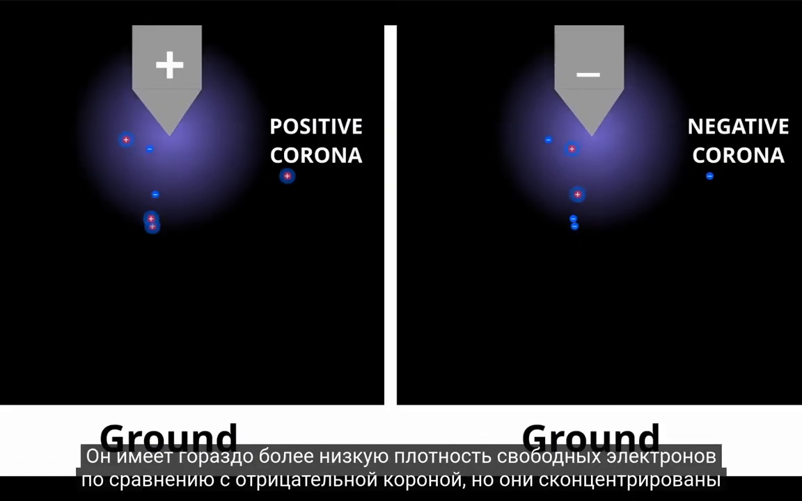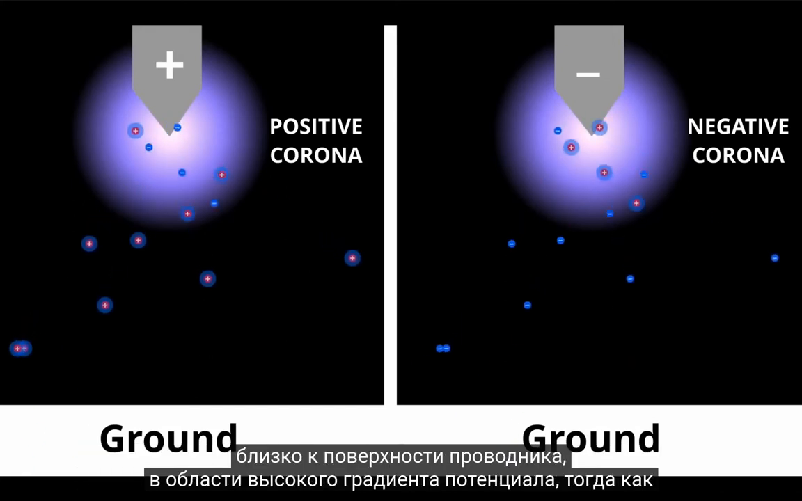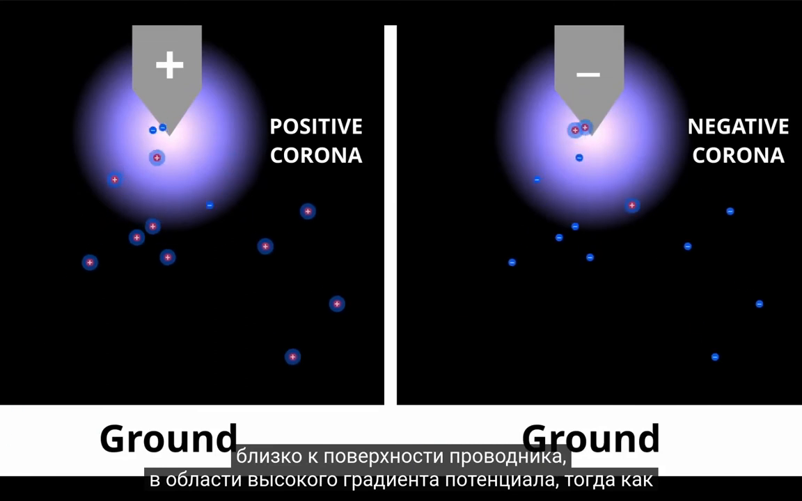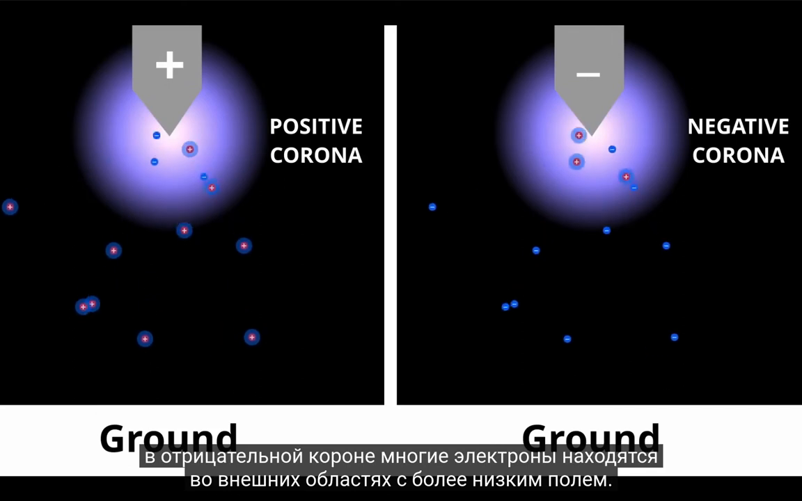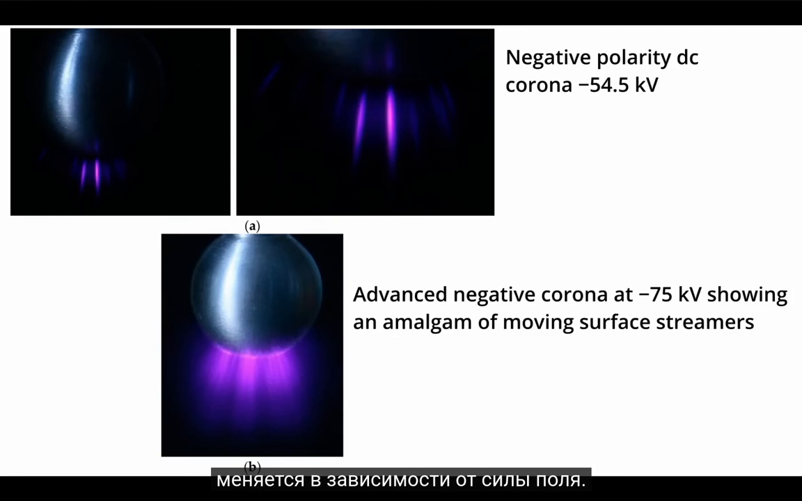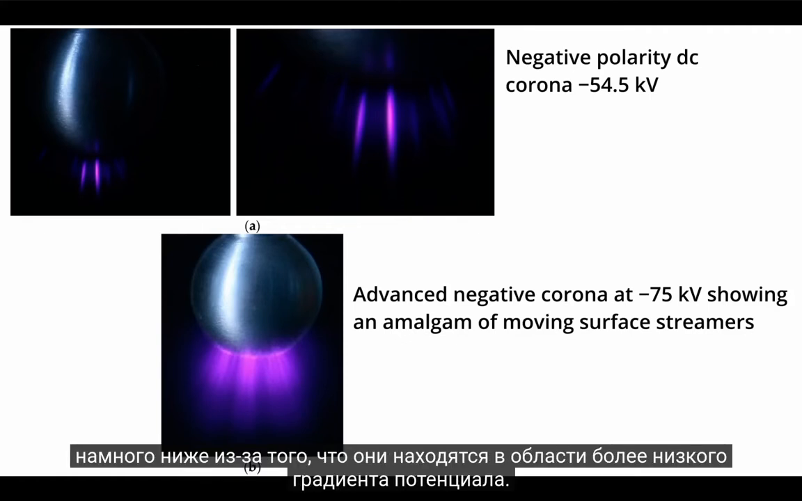It has a much lower density of free electrons compared to a negative corona, but they are concentrated close to the surface of the conductor, in a region of high potential gradient, whereas in a negative corona many electrons are in the outer, lower field areas. A negative corona often appears as tufts of the corona at sharp edges, the number of tufts altering with the strength of the field. Although the electron density is much higher compared to a positive corona, the energy is much lower due to it being in a region of low potential gradient.